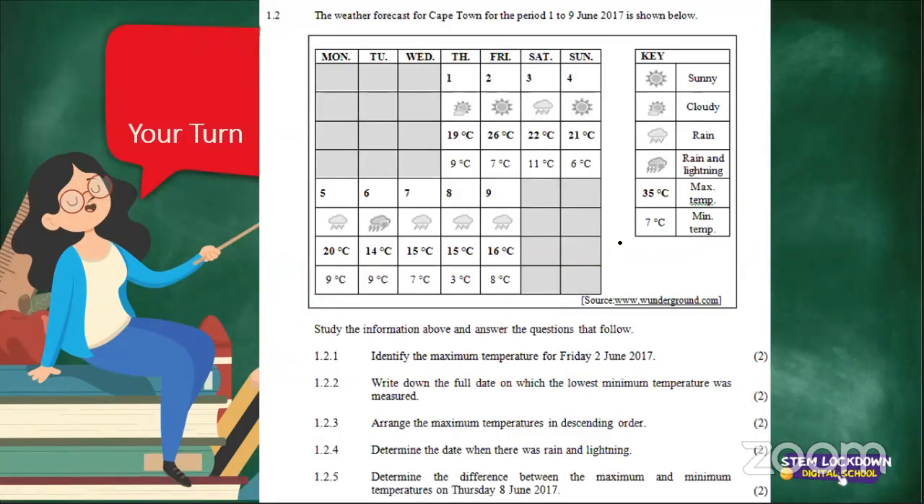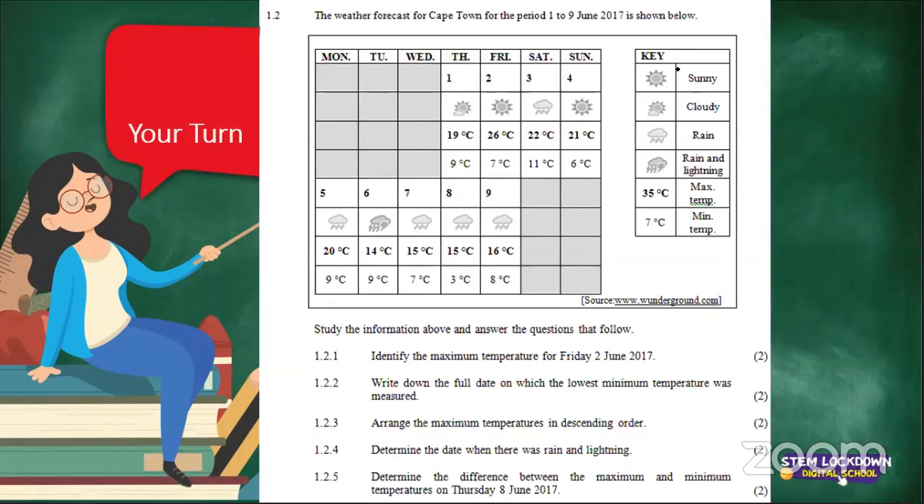Okay, our last activity for the day. Then I let you guys relax. From the top, it reads as follows. The weather forecast for Cape Town for the period 1st to the 9th of June 2017 is shown below. You can see here, there's your calendar. This calendar is packed full of information. You're given a date, the weather forecast, and the maximum and the minimum temperatures. The first is on Thursday, and the last day, which is the 9th, is on Friday.